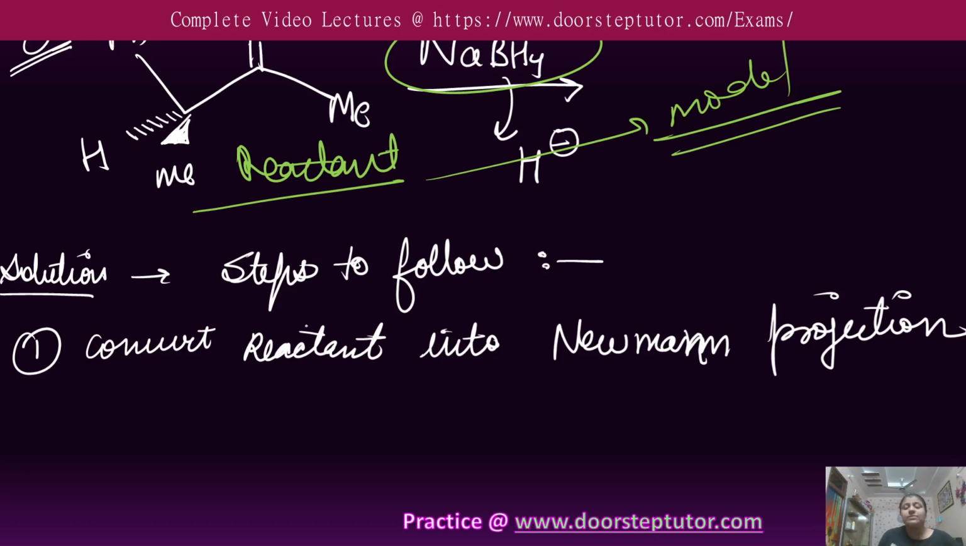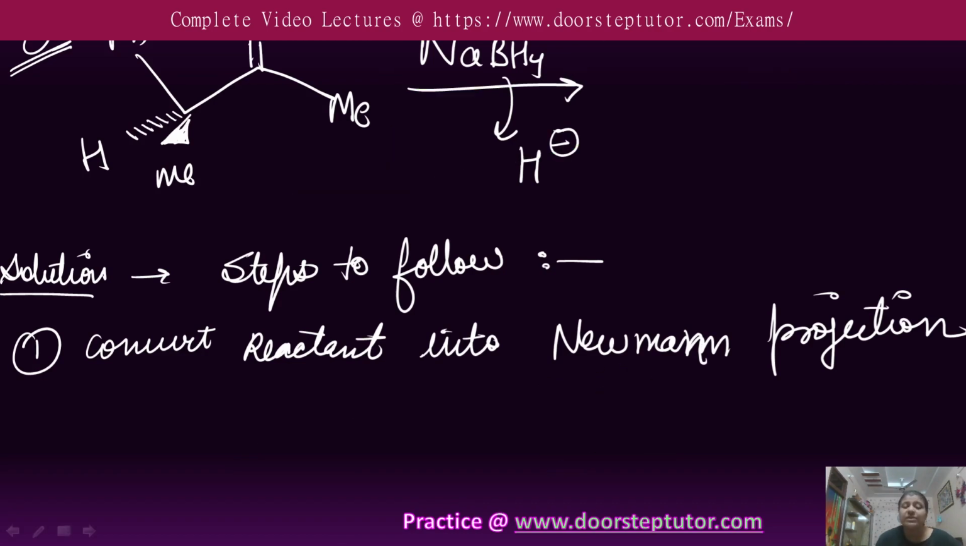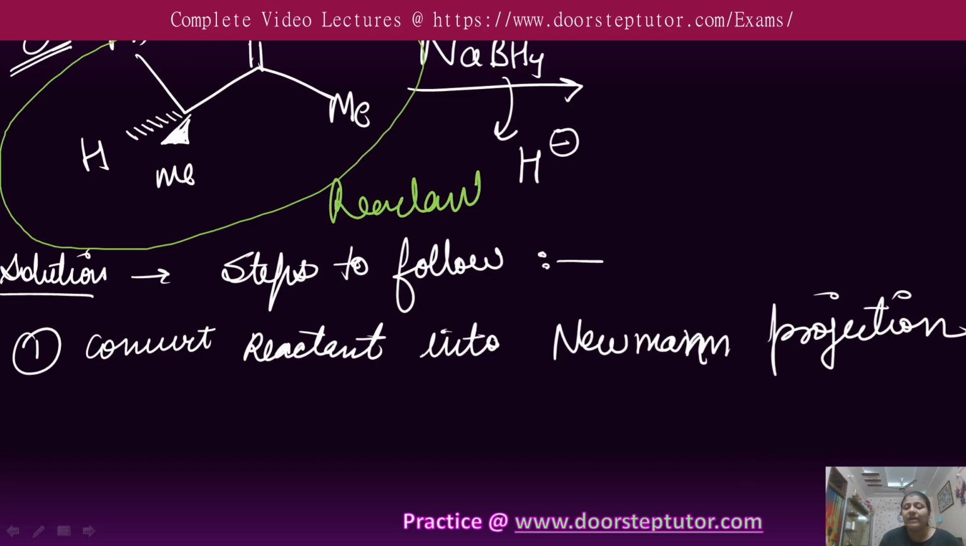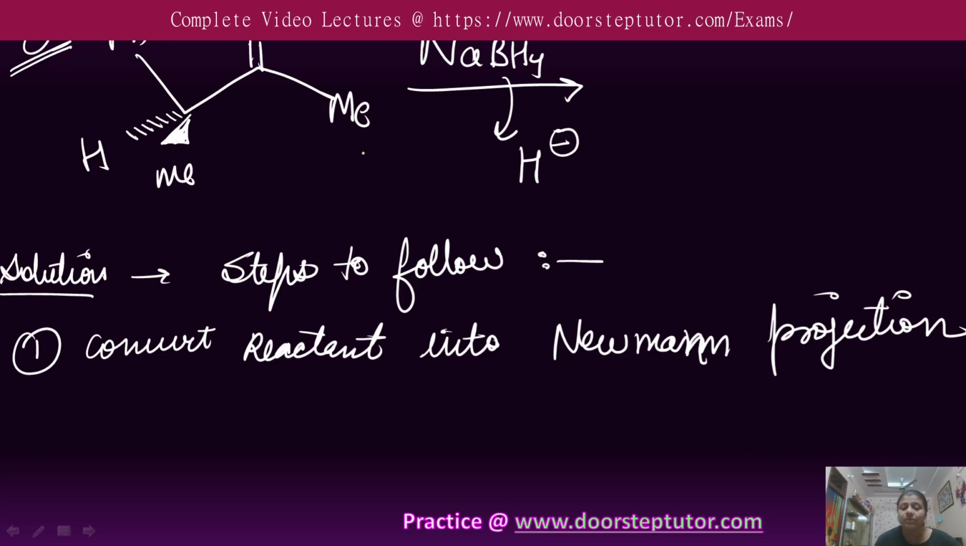So the first step for a Felkin model is you have to convert the reactant to a Newman projection. You have a reactant, and from that you have to convert it into the Newman projection. It's very easy to convert, but it can sometimes become complicated if you are just marking or guessing the answer. So first of all, you have to convert your reactant into a Newman projection. It's compulsory. Just consider it compulsory and solve the reactant into a Newman projection.